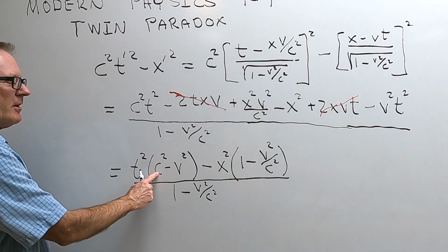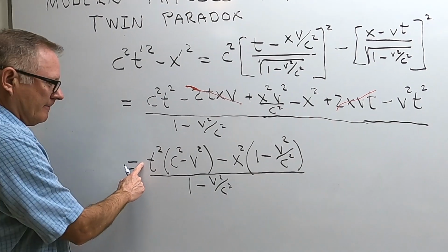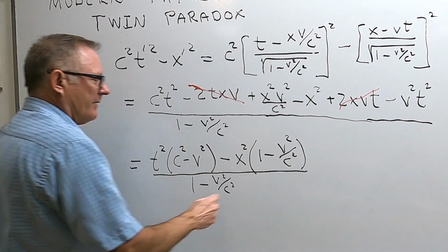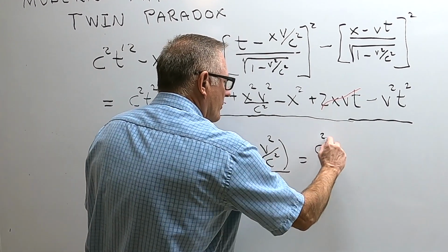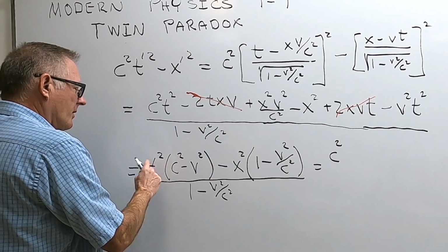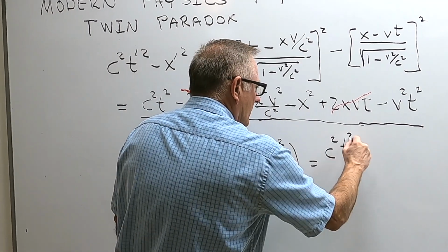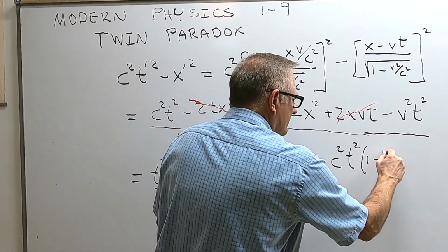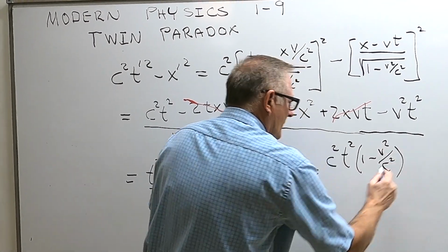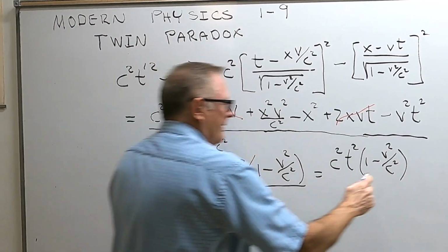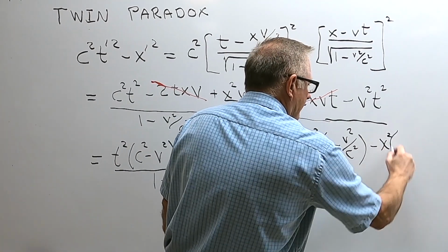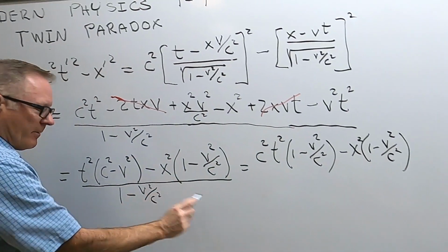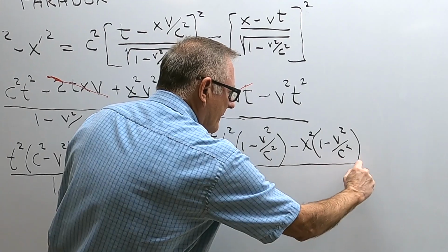And then this, I'm going to pull out the c squared. So I'm going to make this v squared over c squared when I pull out the c squared. So we got c squared t squared times 1 minus v squared over c squared, minus x squared times 1 minus v squared over c squared, divided by 1 minus v squared over c squared.